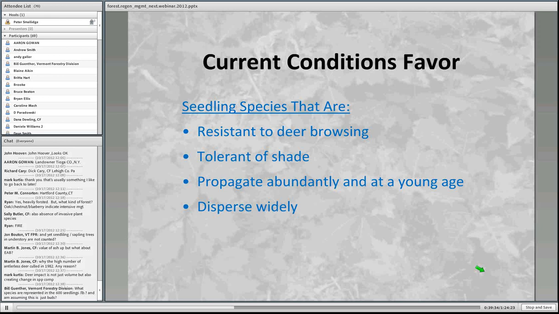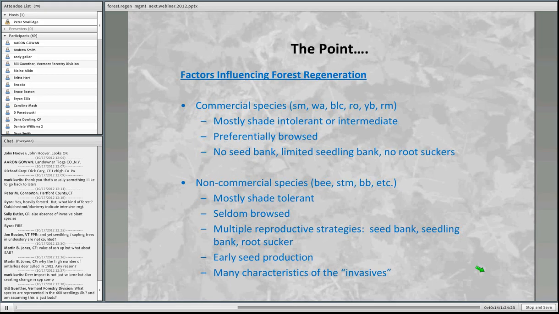Sorry. So we have to have this overlap in the conditions that I'm seeing and that I think exist in many parts of the Northeast favor seedlings that are resistant to deer browsing. They're tolerant of shade. They have the ability to propagate abundantly and often at a young age and to disperse widely. Given that, we're shifting the conditions from the species that are desirable to species that are potentially less desirable.